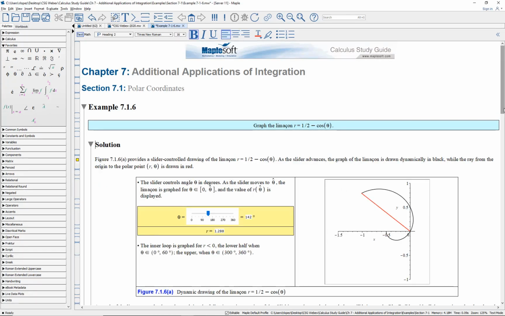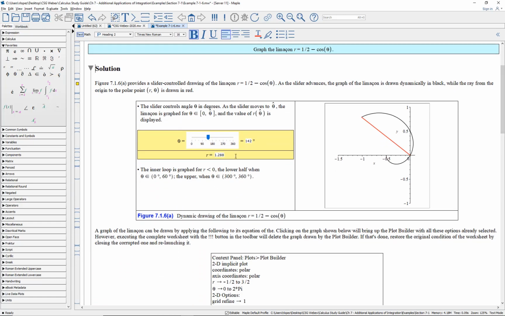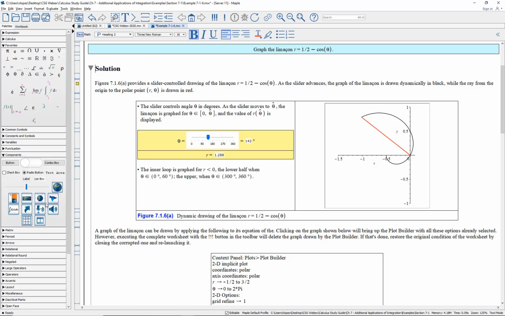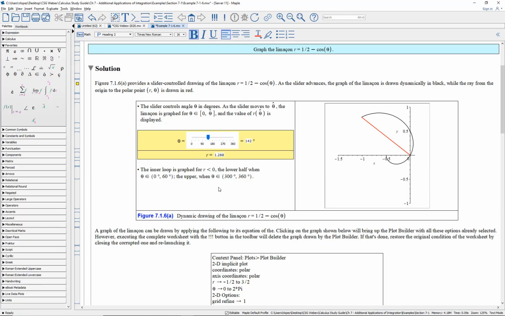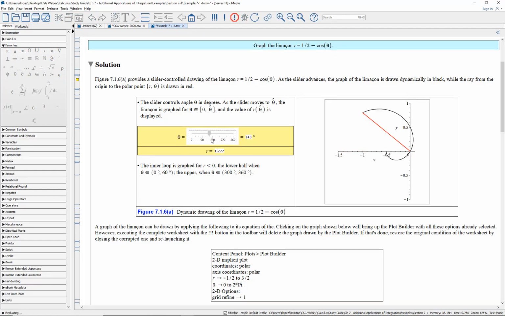So here is an animation built with embedded components: buttons, boxes for creating these widgets. This widget is controlled by this slider, which is the angle in cos theta. And I've written it in degrees because it's easier to understand degrees than it is to understand radians. And so as the degrees go from 0 to 360, you can see the tracing of this limaçon.